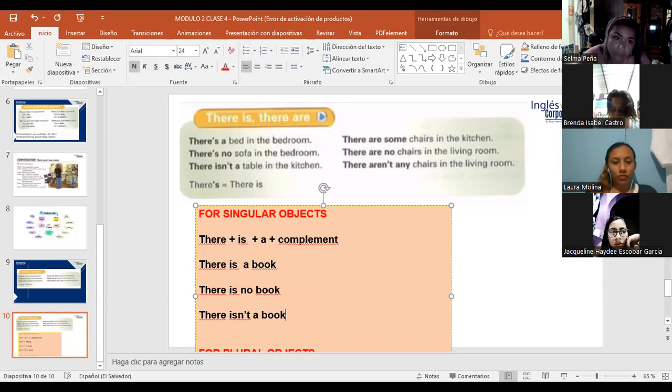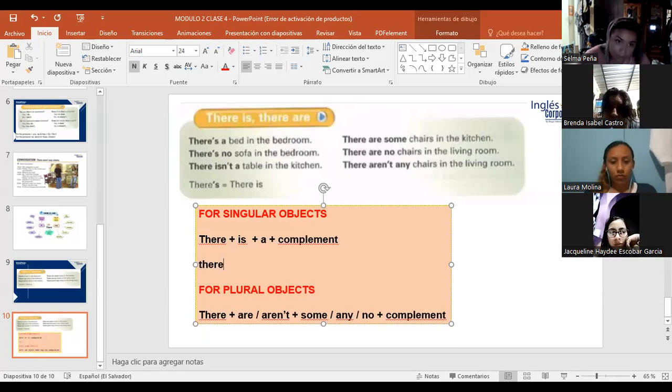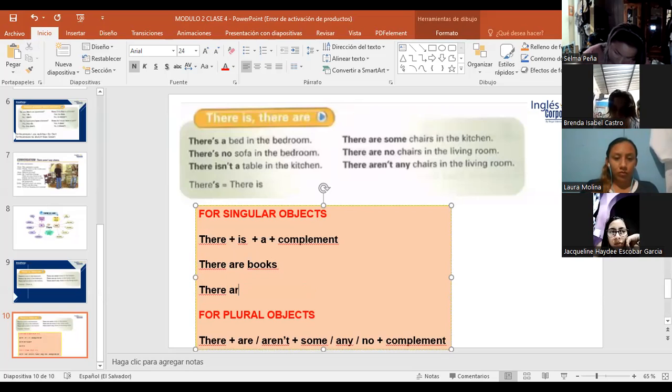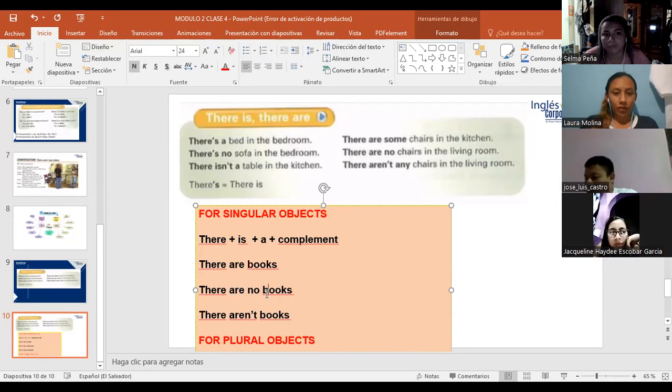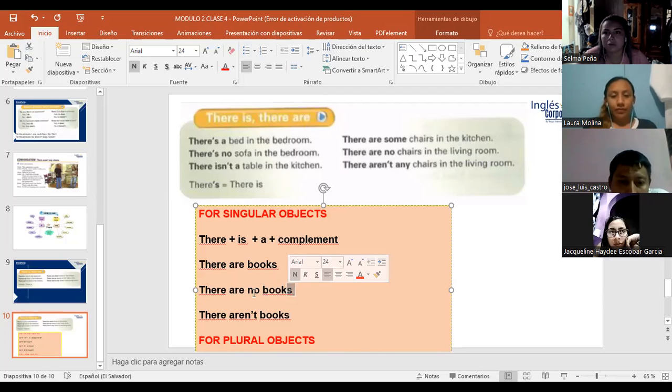You see, guys? Also, puedo utilizarlo contractado, okay? There is no a book. You see, guys? Easy, right? And for are, lo único que se cambia, guys, es there are books, okay? There are no books. There aren't books. No hay libros. ¿Se dan cuenta? Books, plural, right? Because if I use are, el complemento, o el sujeto en este caso, el objeto, debe de ir en plural, okay? Because I'm using are. Okay, guys? Got it?